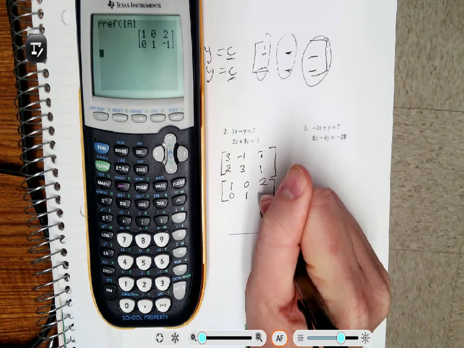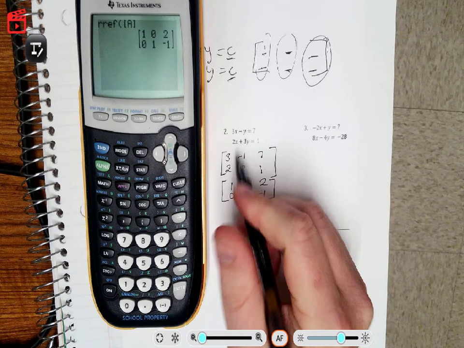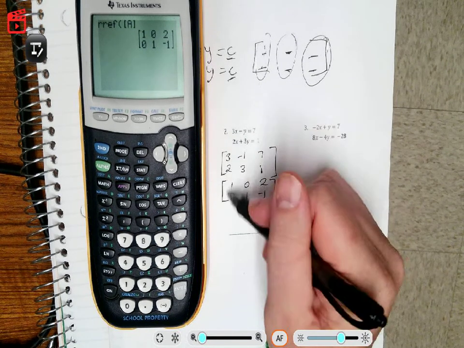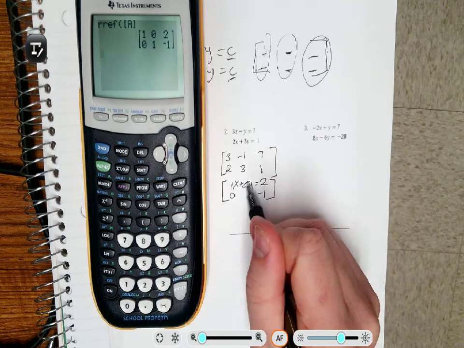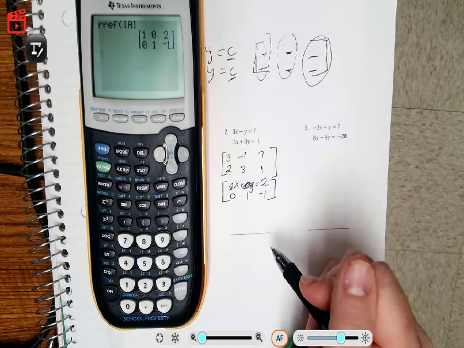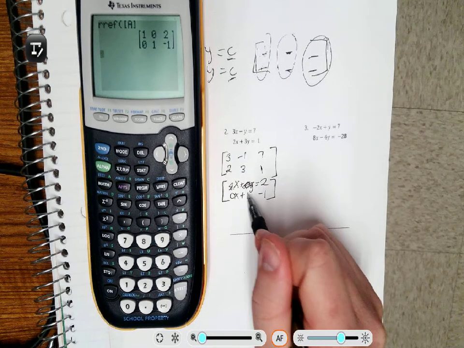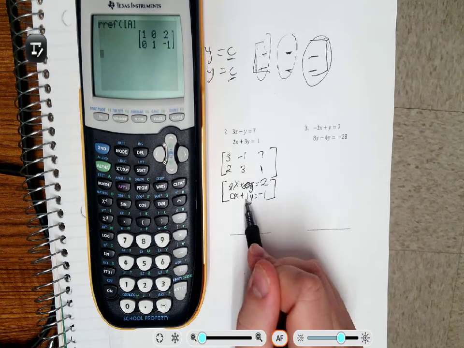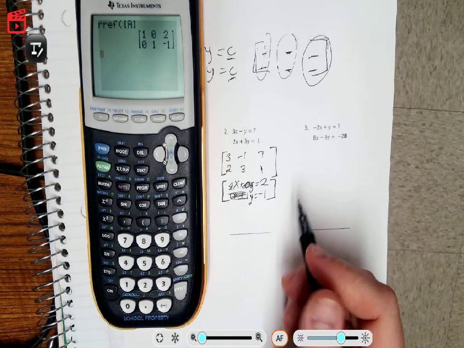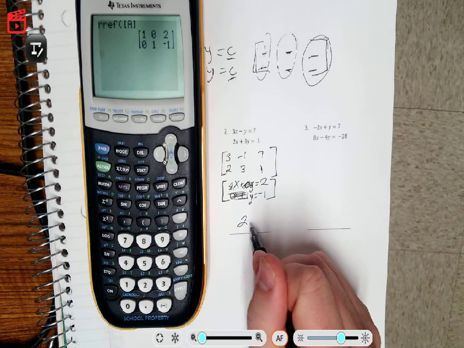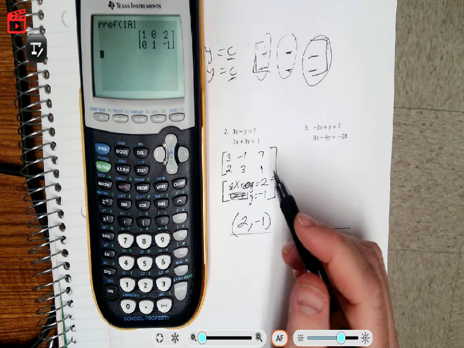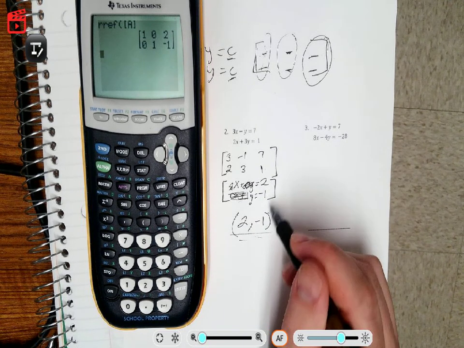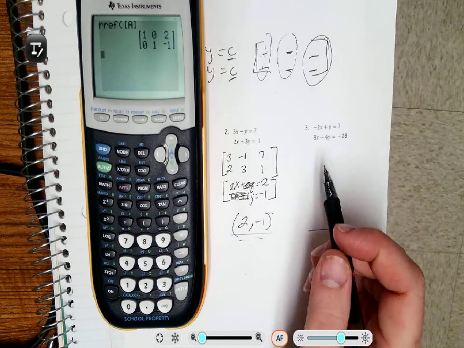Now it gives us 1, 0, 2, 0, 1, -1. Remember, these are our x's. The first rows are x's, so it's 1x plus 0y equals 2, which is x equals 2, and 0x plus 1y equals -1, which is just y equals -1. So our answer will be 2, -1. All right? That's the intersection point of these 2 lines. That's what our matrix finds for us.